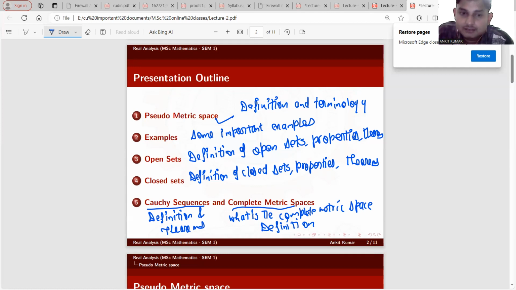Basically, in this lecture, we will describe the pseudo-metric space, its definitions, terminology. After that, we describe some most important examples. Okay. After that, open sets and closed sets, definitions of the open sets, properties of the open sets, closed sets, definition of the closed sets, properties, theorems. Cauchy sequences and complete metric spaces. So, definitions and theorems, Cauchy sequences, definitions and theorems, and what is the complete metric space? Its definitions, etc.